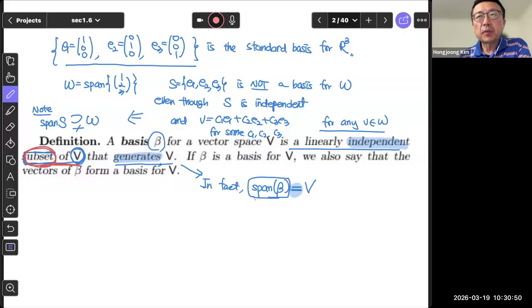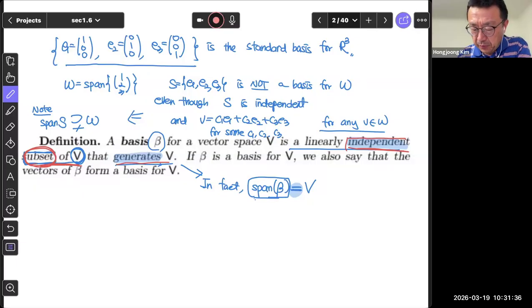One, the set must be linearly independent. And second, it must generate the whole space V. That means if you choose any vector from V, that vector can be written as a linear combination of the vectors in this basis beta. And since these vectors are linearly independent, that representation of the vector with respect to the basis will be unique.